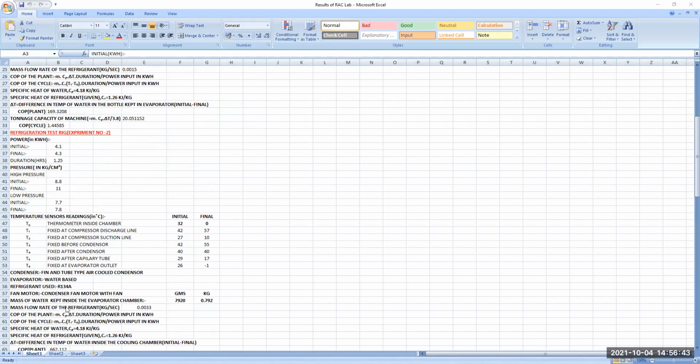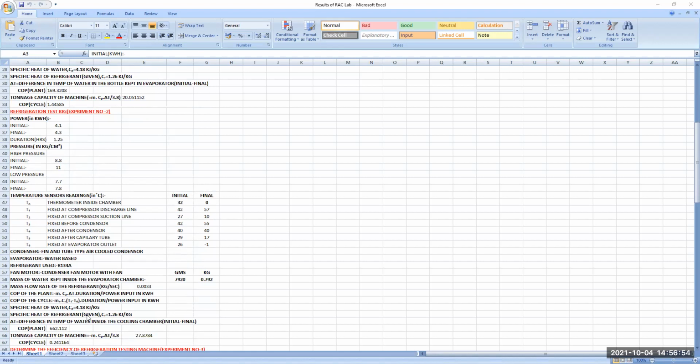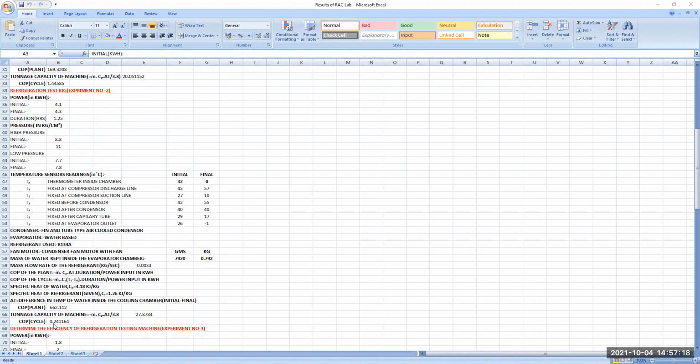The mass flow rate of the refrigerant is around 0.003 kg per second, and the COP of the plant and cycle follows the same formula, and the heat follows the same formula. The refrigeration effect is 1.26 kJ per kg. Delta T, the difference in temperature of the water inside the cooling chamber, is 662.11 degrees Kelvin, and the tonnage capacity will become 27.8 kg, and the COP of the cycle will become 0.24 to 1164.